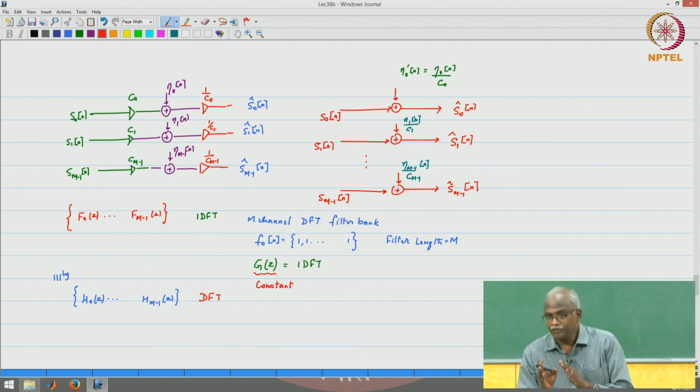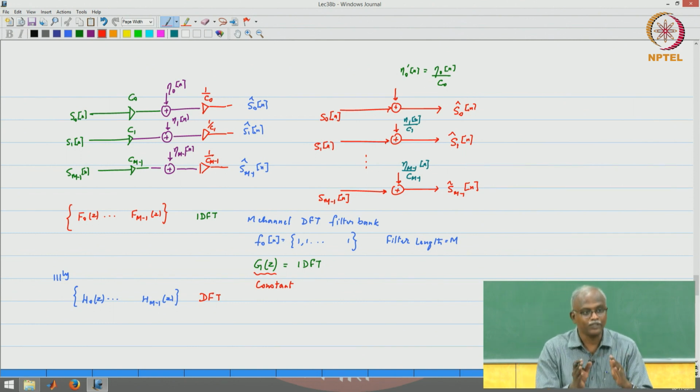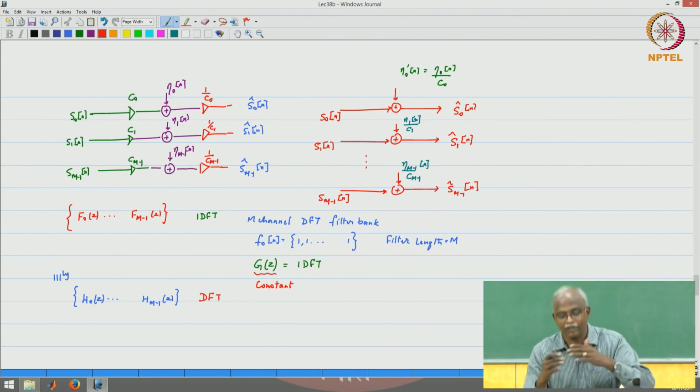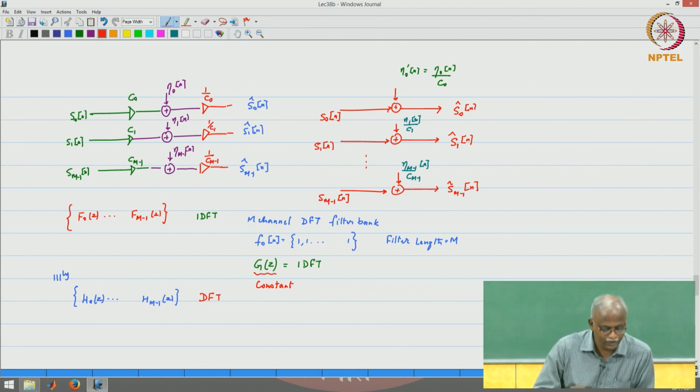Remember we did type 2 polyphase decomposition. There is a type 1, type 2 difference, and that is why this will become different. Basically, you can verify that once you implement it as a type 2, you will get a DFT matrix. So, here is a summary.